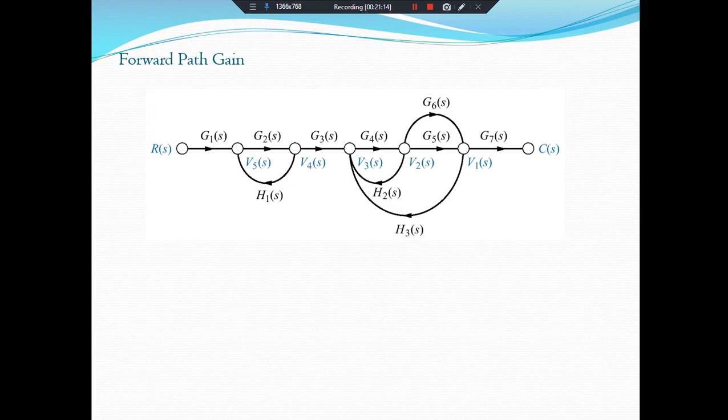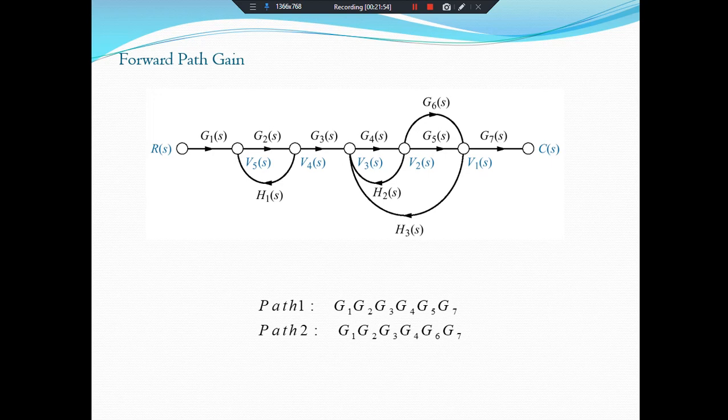So the forward path gain is the product of gains found by traversing a path from the input node to the output node of the signal flow graph in the direction of signal flow. In this case, we have two forward paths. Starting from R1, then V3, V4, V3, V2, V1 and C of S. Another will be this path. So there will be two forward path gains. One will be G1, G2, G3, G4, G5, G7, and the other forward path gain will be G1, G2, G3, G5, G6 and G7. So these are the two forward path gains.